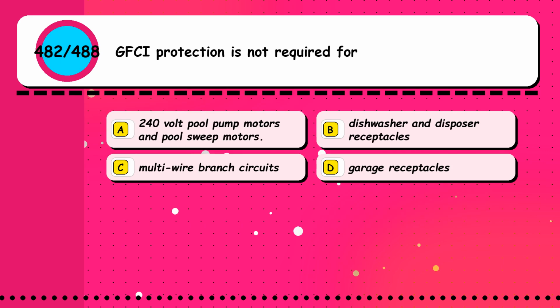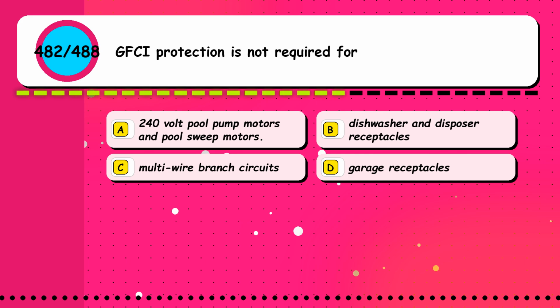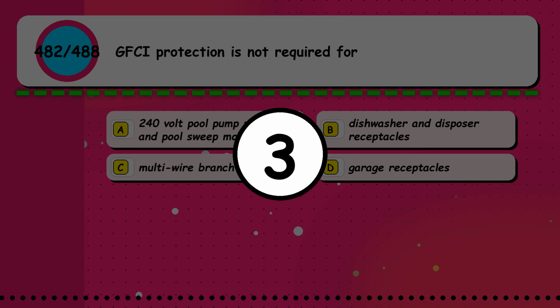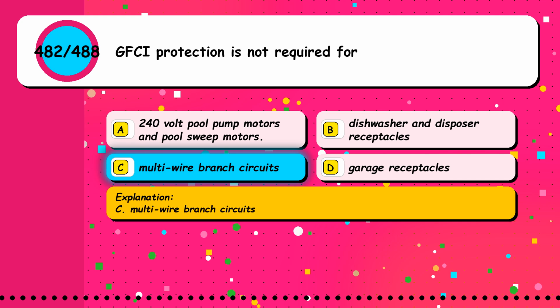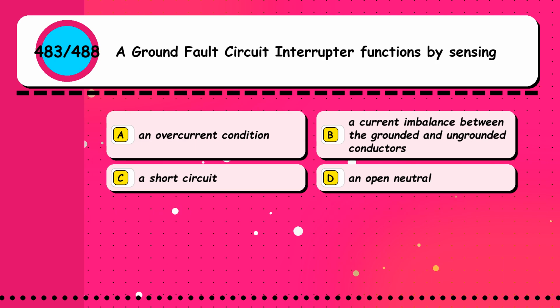Question 482. GFCI protection is not required for: Option A, 240-volt pool pump motors and pool sweep motors. Option B, dishwasher and disposer receptacles. Option C, multi-wire branch circuits. Option D, garage receptacles. The correct answer is option C, multi-wire branch circuits.